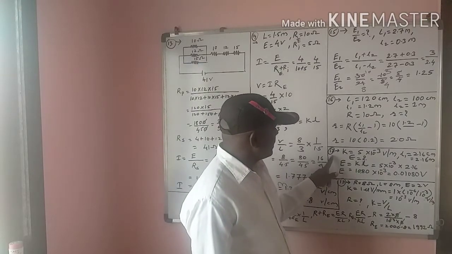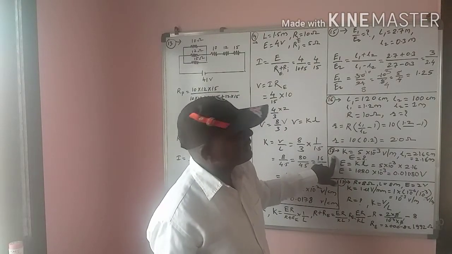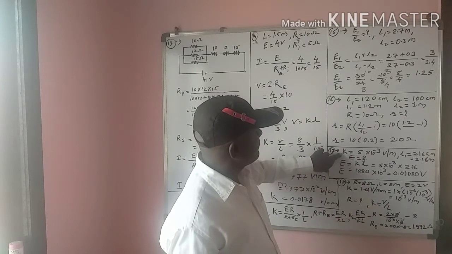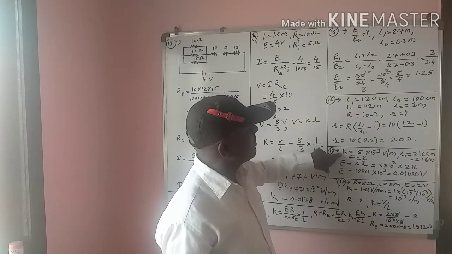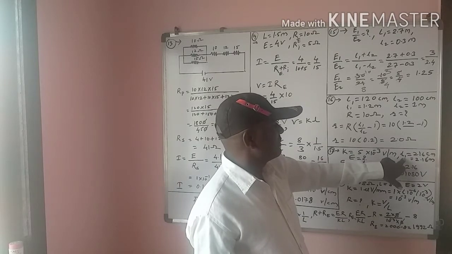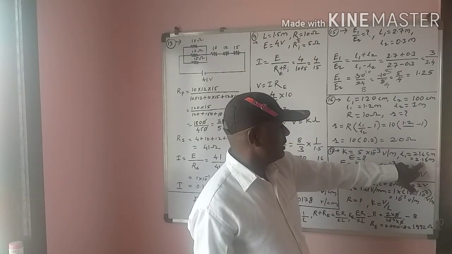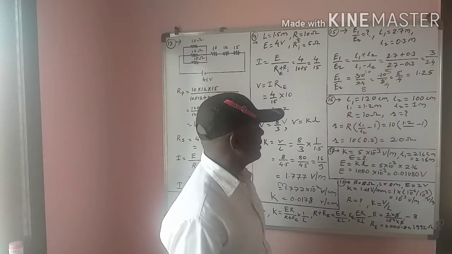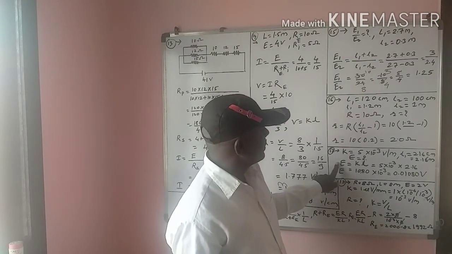Again in problem 17, here we find out the EMF. Potential gradient is given, K is equal to 5 into 10 to the power minus 3 volt per meter. Length is given, L1 is equal to 216. Convert in terms of meter, then we write here L1 is equal to 2.16. That is E is equal to KL.